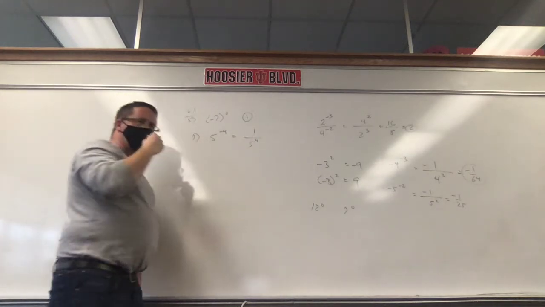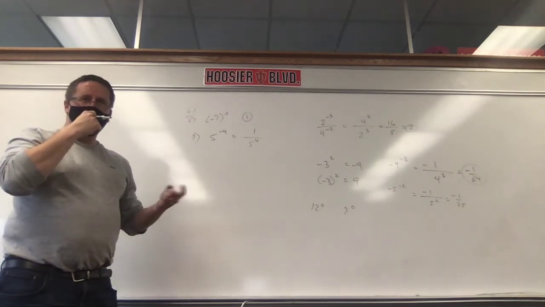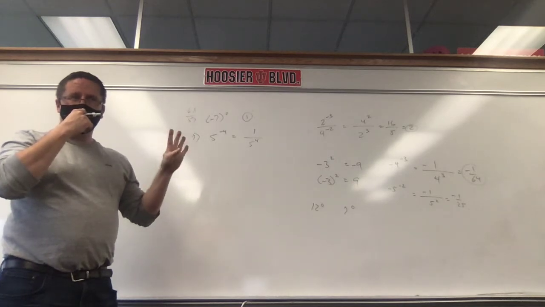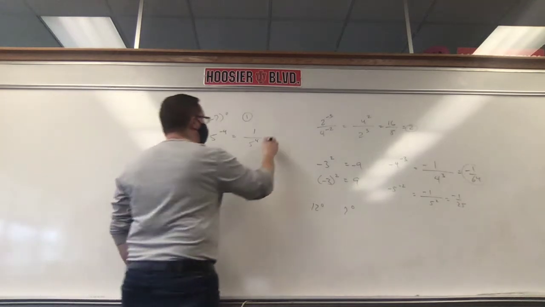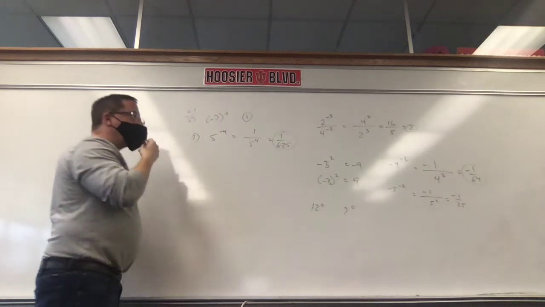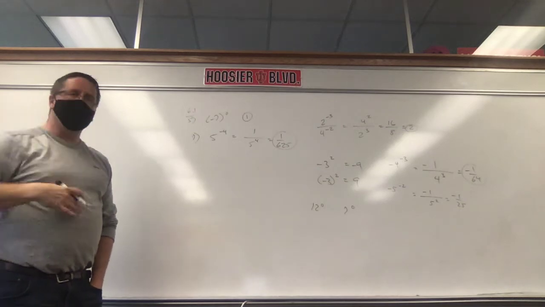And 5 to the 4th, is that 20? No. It's not 5 times 4, it's 5 times 5 times 5 times 5. I believe it's 625. You checking that, Melania? It is. So the answer is 1 over 625. Negative exponents don't make your answer negative. It puts it under a 1.